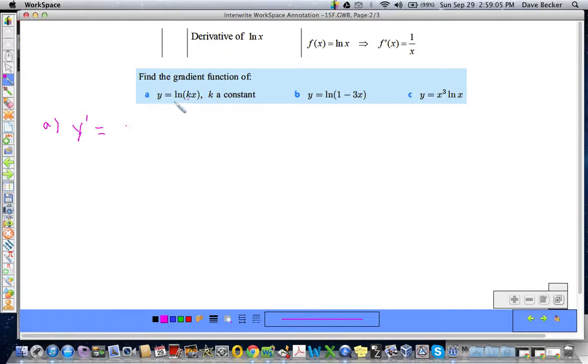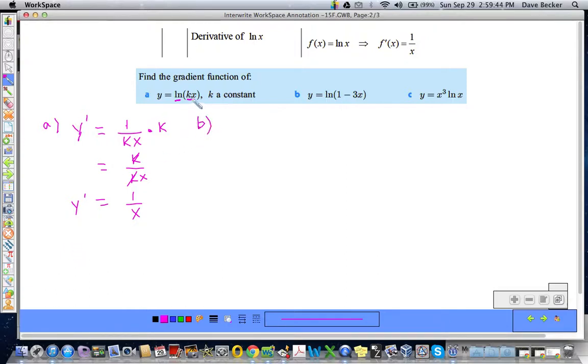Okay, the outside function is the natural log function. So the derivative of the natural log of kx is 1 over kx. There we go. Okay, multiplied by the derivative of the inside. So sorry. And the derivative of kx is equal to k, which equals k over kx, which is equal to, bam, bam, 1 over x. Bazinga! There we go. So y prime is equal to 1 over x. Very good.